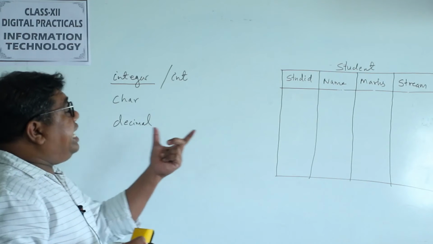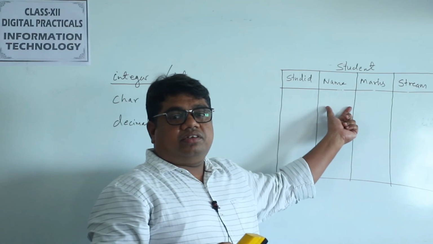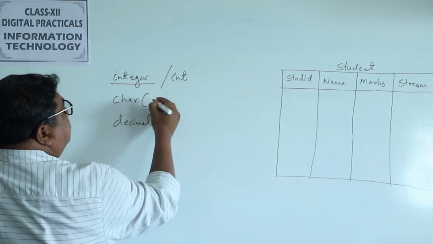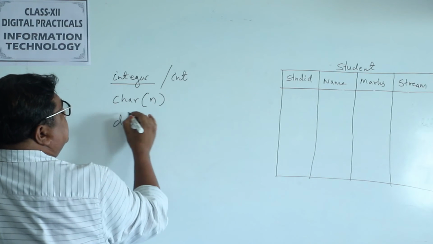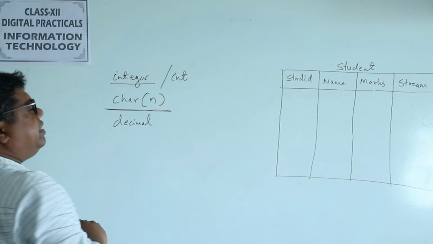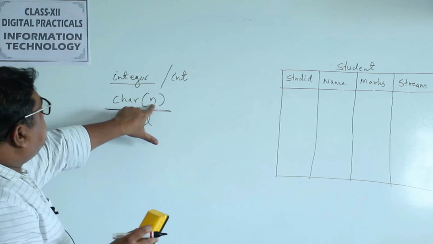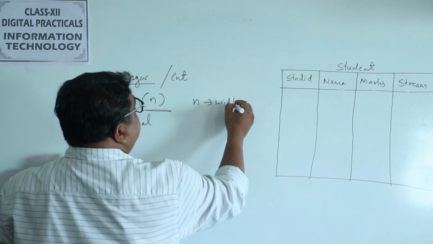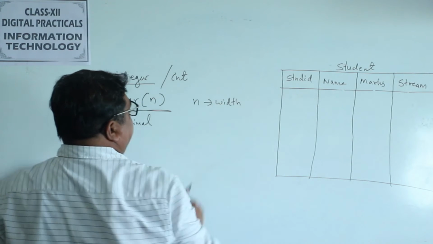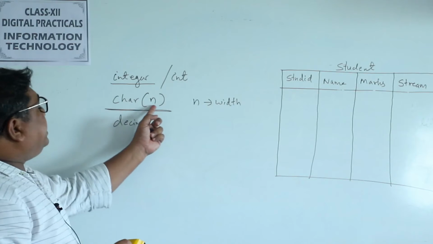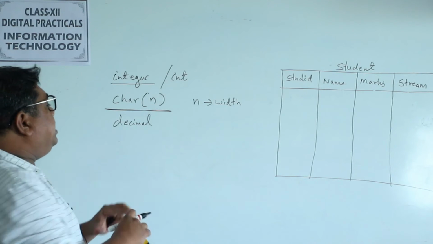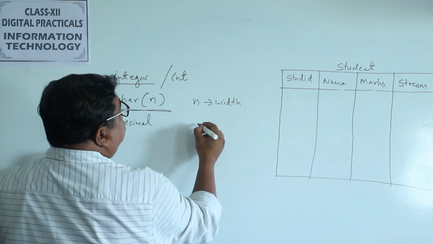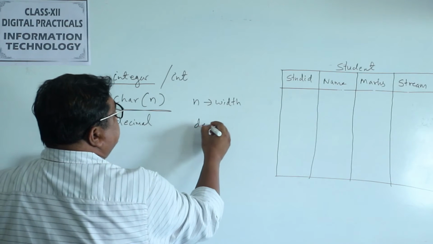See, name cannot be integer. So what is character? We used to have char(n). This is how we have this data type. Char and n. N is the width of the data type. How many characters will it store? Width of the data type, and it is an integer value. And the decimal data type stores what type of values? That is numbers with decimal places.